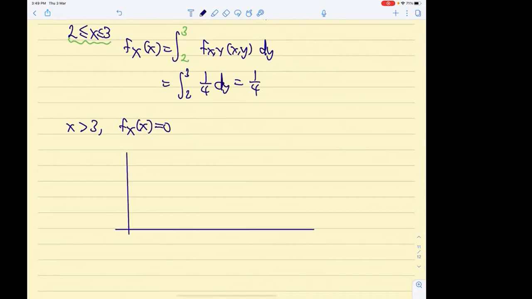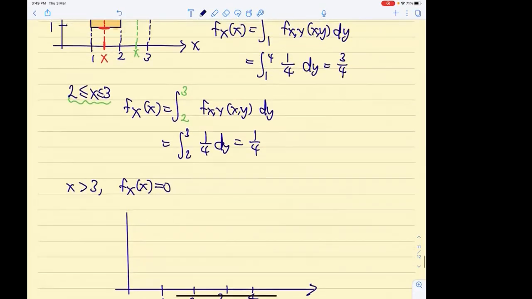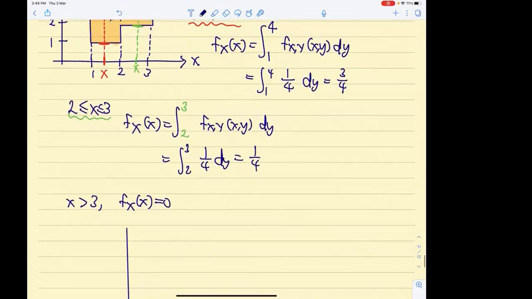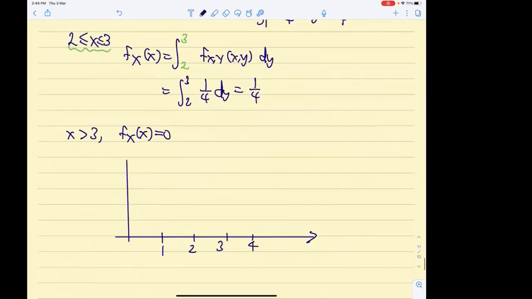So combining all the cases together, we have the following marginal PDF of x. All right. So we have 1, 2, 3, 4. But the only action happens in 1 to 3. Between 1 and 2, the value of the density is 3/4. And between 2 to 3, the value of density is 1/4. So that is your marginal density of x. This value here is 3/4. This value here is 1/4.